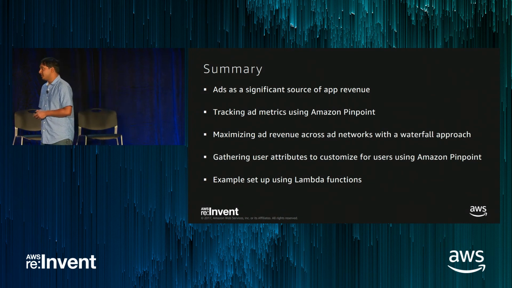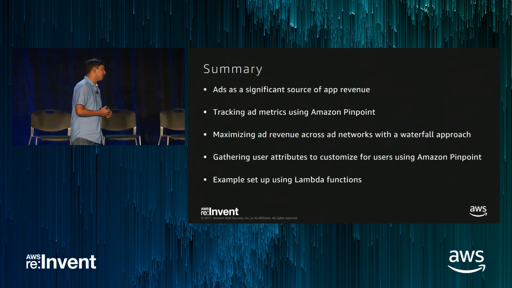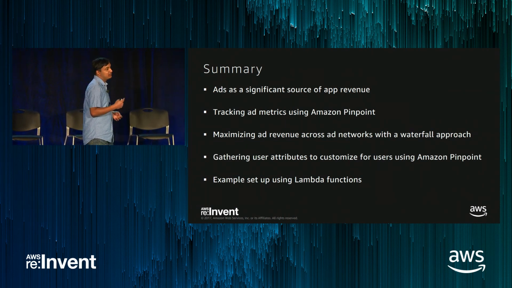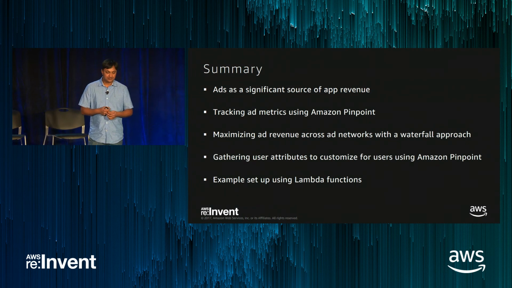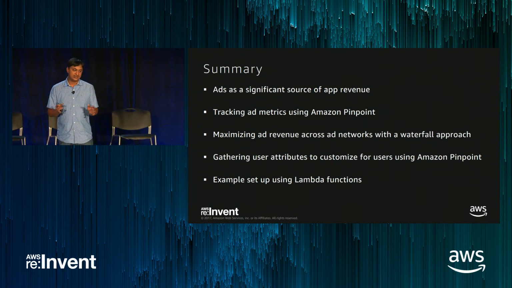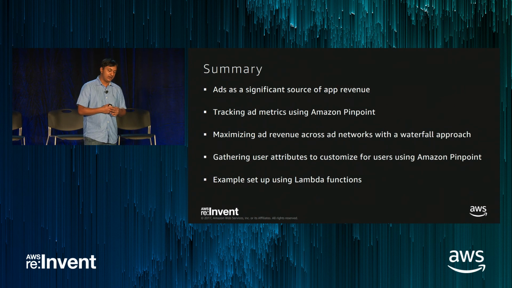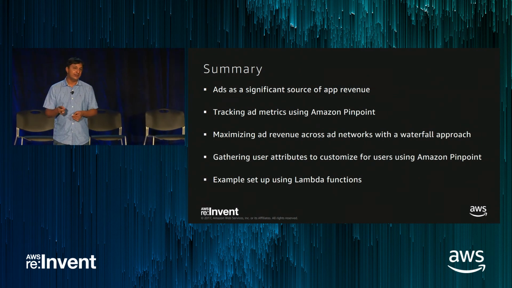You also gathered user attributes to customize for users, and you can do this as well with Amazon Pinpoint. So it captures some user attributes out of the box. The others you would report through custom events. And then finally, we discussed an example implementation of all of these things where the two Lambdas were playing the key role, but you have a couple of data tables, and you had Kinesis in the picture, and you were also talking to the ad network APIs.